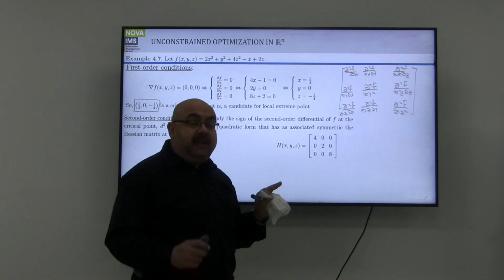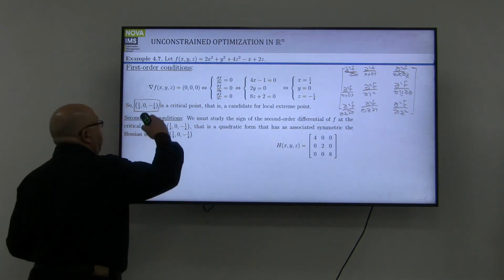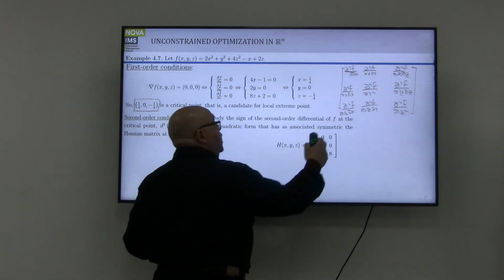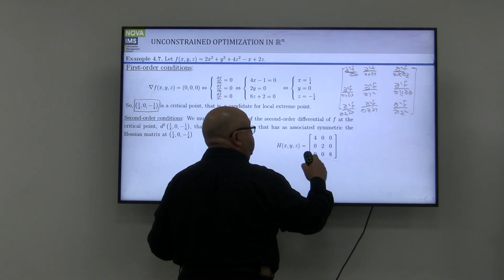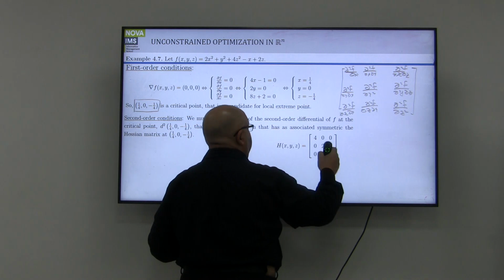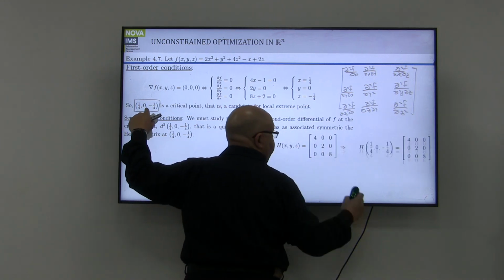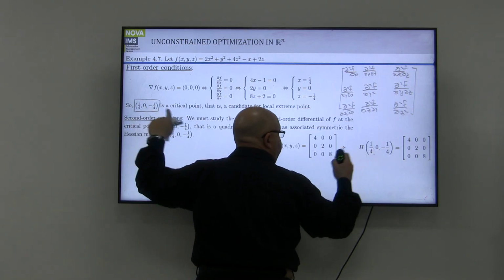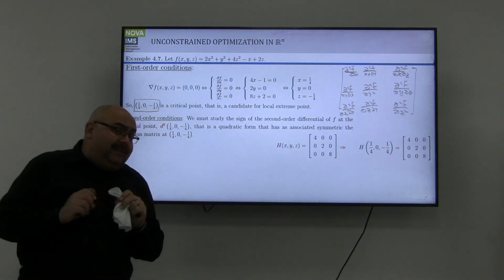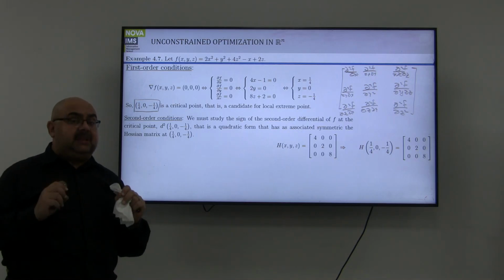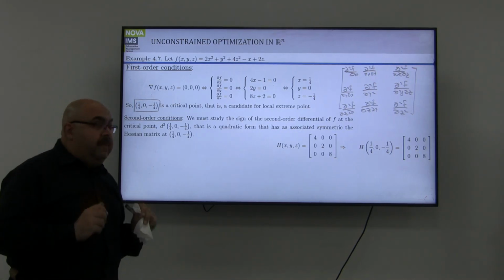I will need to get my Hessian matrix at the critical point, which is a quarter, 0, and negative 1 over 4. Since my Hessian matrix doesn't have any variables, it is the value at a quarter, 0, and negative 1 over 4. That's the value of my Hessian matrix. Now I need to classify this Hessian matrix.